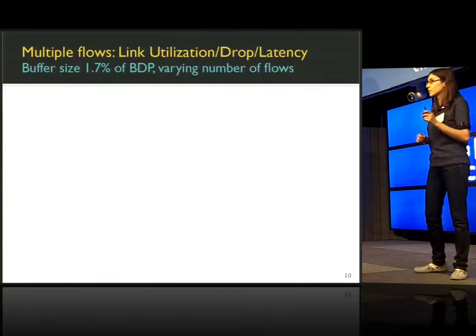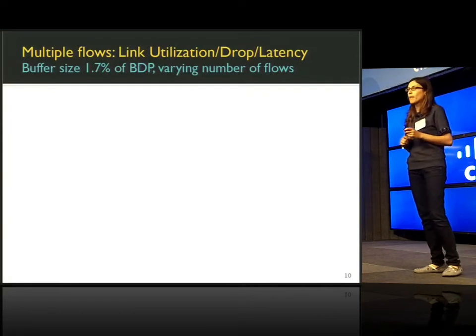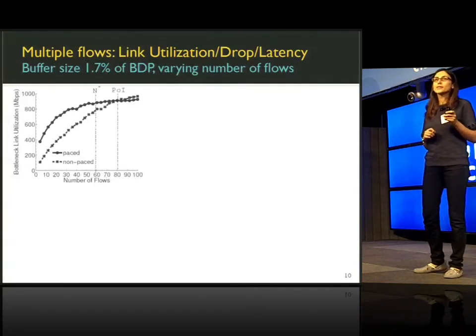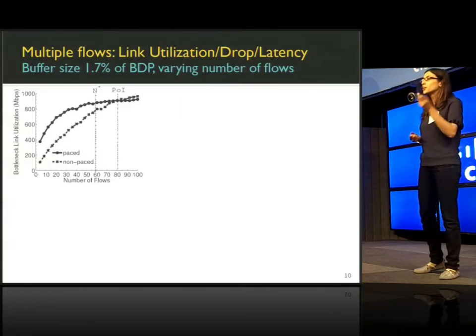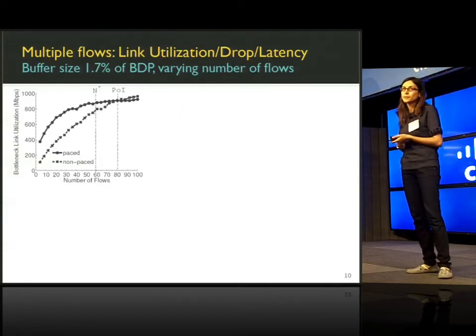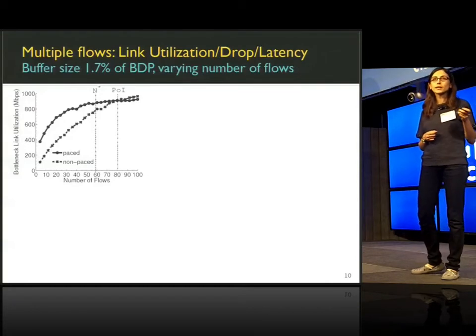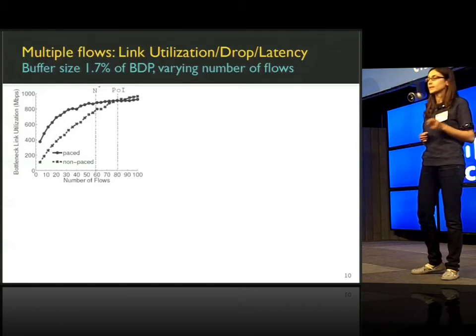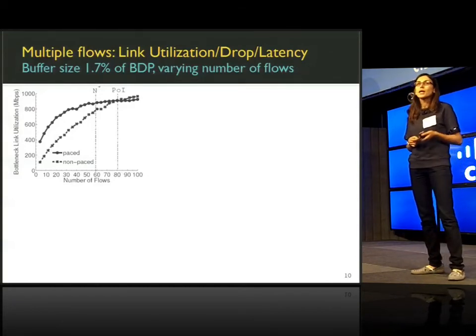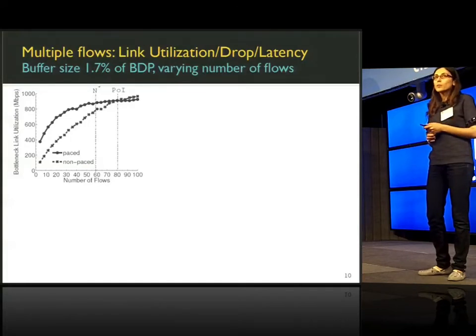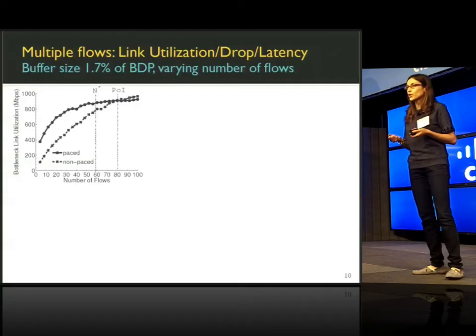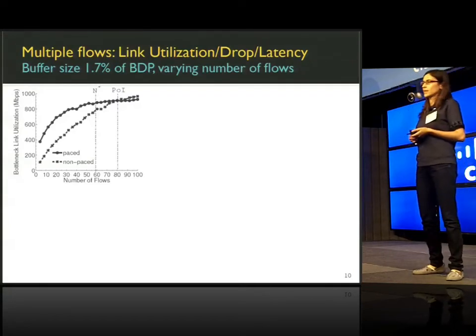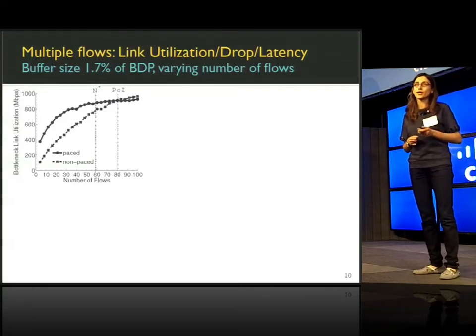So let's look at the case when there are multiple flows in the network. I'm repeating the same experiments, but now I'm changing the number of flows from 4 to 100. And then I'm comparing the bottleneck utilization between the paced and non-paced cases. According to our model, the lower bound on the point of inflection is 58 in this case, which I marked by n star here.